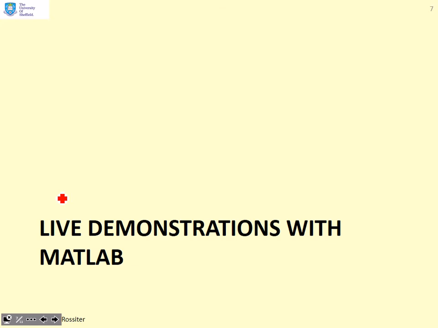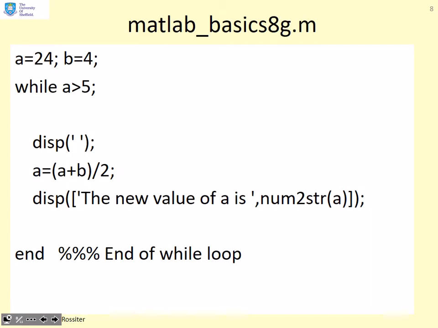So we've got some demonstrations here. We'll give a quick description of the code and then we'll show them live. So here you'll see the while statement, and the while statement says while the value a is bigger than 5, and then we've got the end statement down here. So while it's bigger than 5, we're going to do these 3 commands. Basically, we'll do an operation on A, and then we'll display the answer.